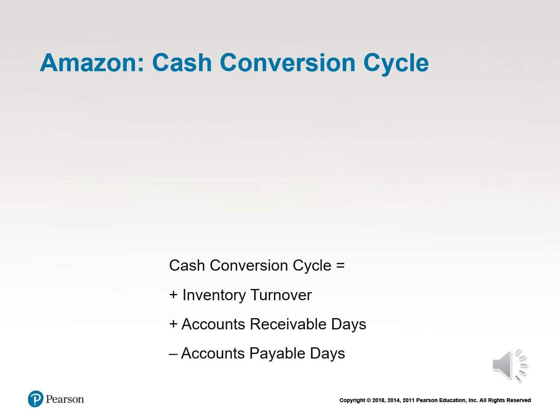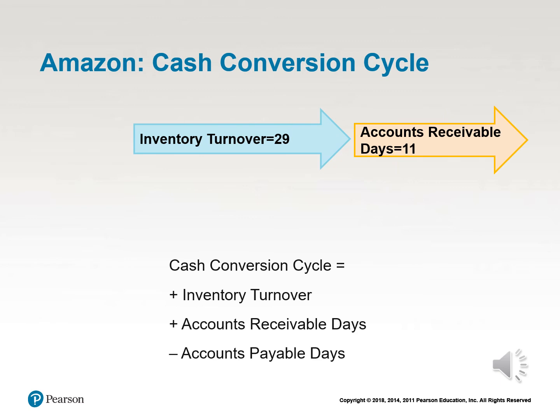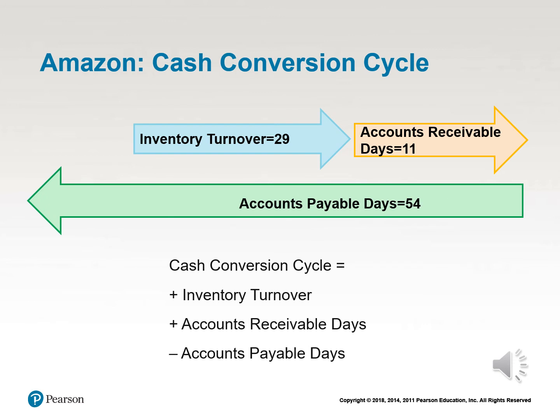So let's look at the pieces. Amazon holds inventory, or turns their inventory, every 29 days. Plus, it takes them 11 days to collect their receivables. So that's 40 days in total. But then they take 54 days to pay any of their suppliers. That's how they achieve their negative cash conversion cycle.